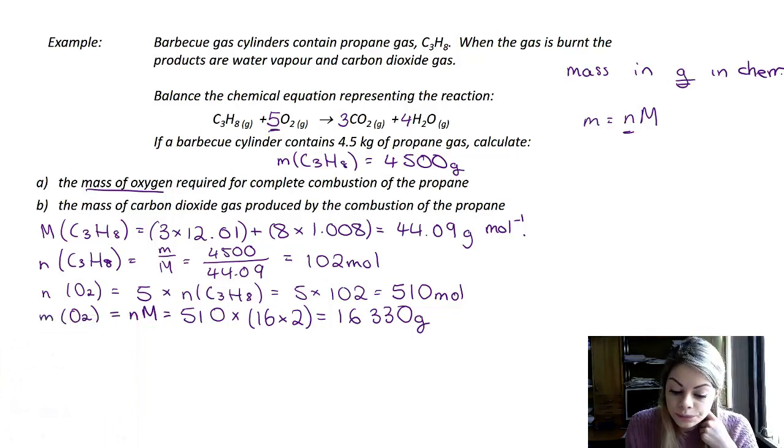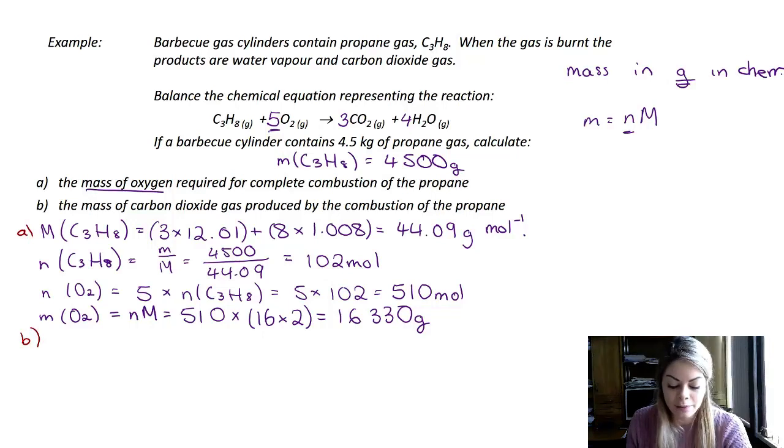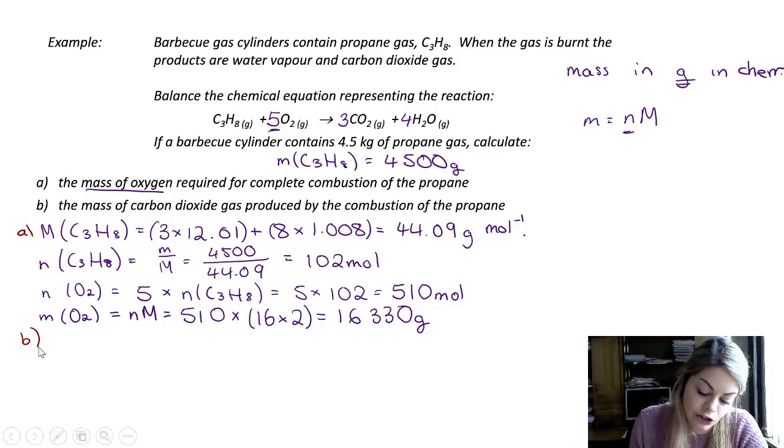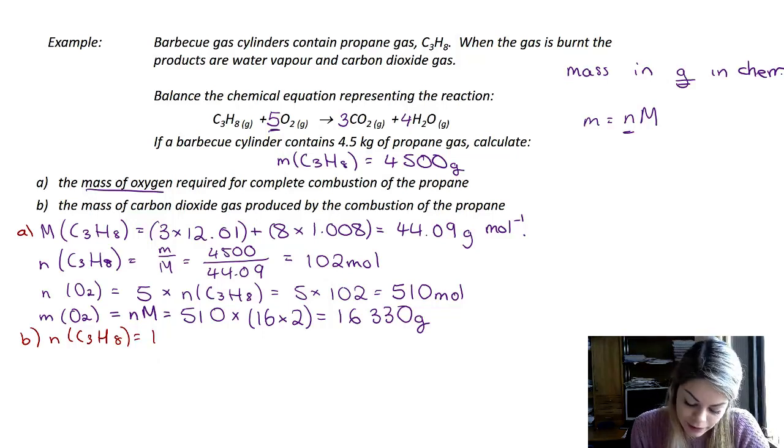Okay, that's part A. Now we're doing part B, the mass of carbon dioxide produced by combustion of propane. So I already found that the number of moles of propane in 4.5 kilograms is 102 moles.